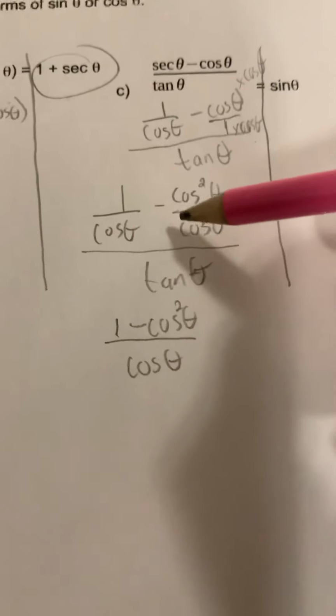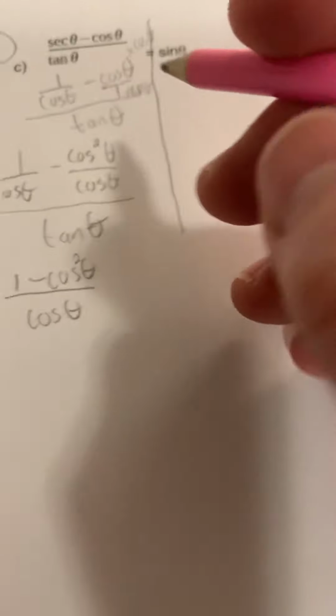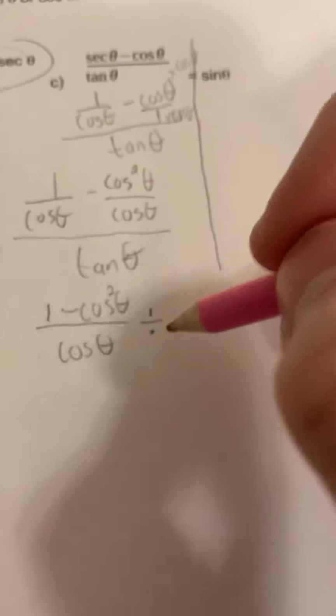Since I have a fraction over another number, I'm just going to change the division line into a division sign. So we have divided by tan theta.